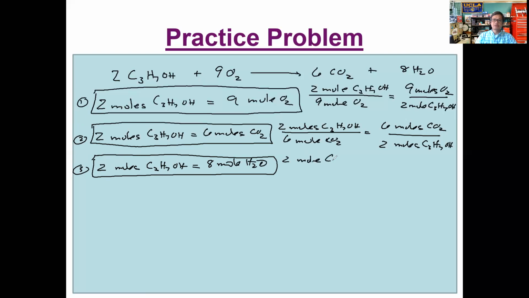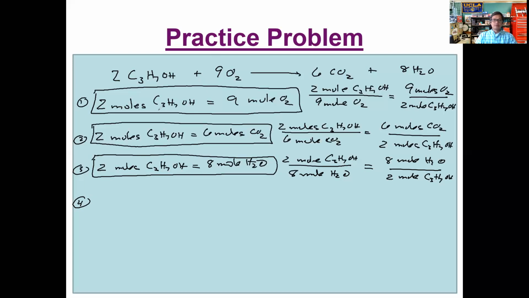Okay, so let's go ahead and write out the mole ratios for these two. That's going to be 2 moles C3H7OH over 8 moles of water. We can take the reciprocal of that, so it'll be 8 moles of water over 2 moles of C3H7OH. And again, those two fractions are exactly equal to one another. So what we've identified are three of the possible six different ratios that we can make. Let's identify the next mole ratio.